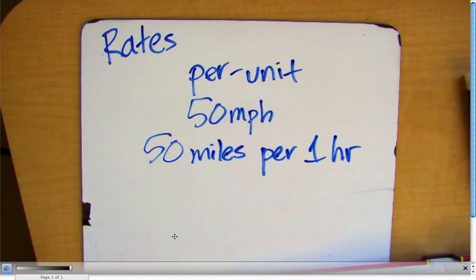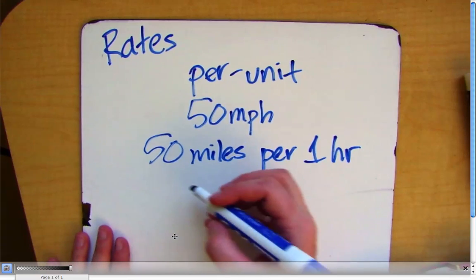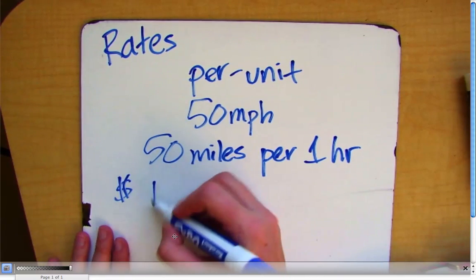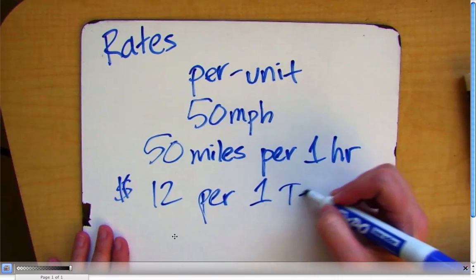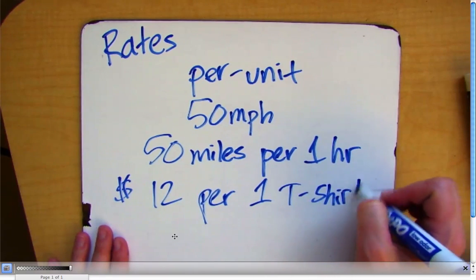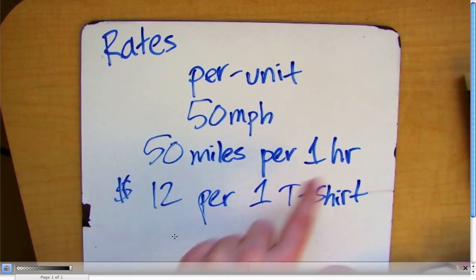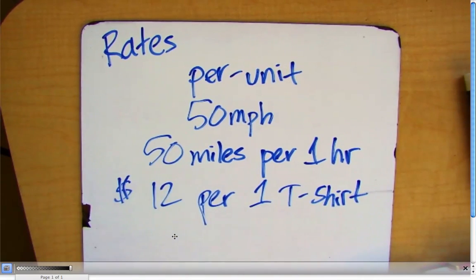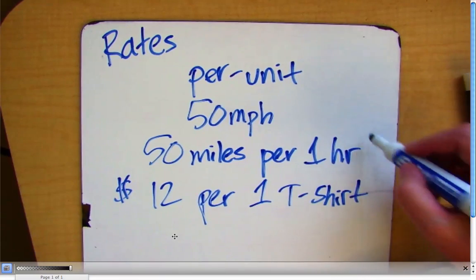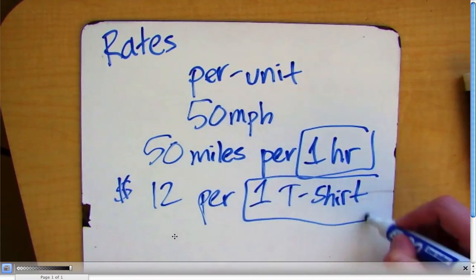Okay, you might figure out how much something costs per one thing. So you could say $12 per one t-shirt. But normally they don't write that one. So they'll say 50 miles per hour, $12 per t-shirt. So that's what per unit means, is per one unit.